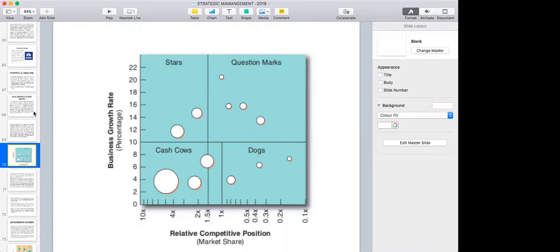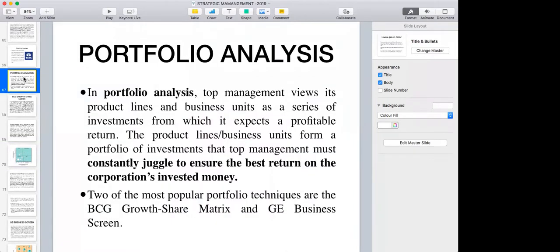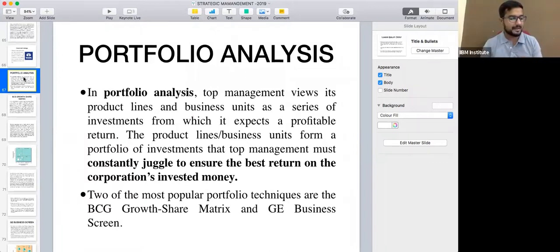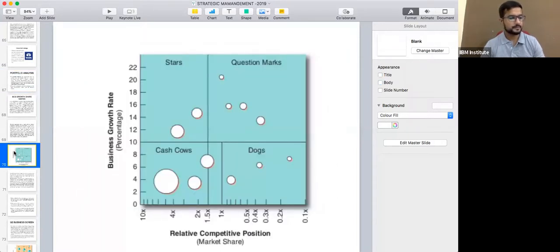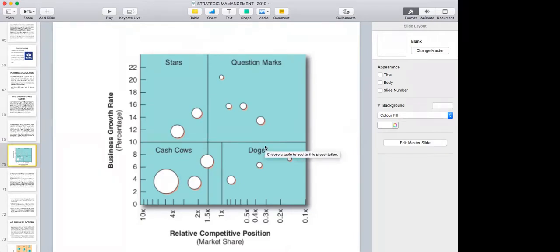Any other query, please? Portfolio analysis is simple. What exactly we're talking about right now, and the BCG matrix is one of the most important components. It's clear, guys? This diagram is clear. Yes, sir. Okay.